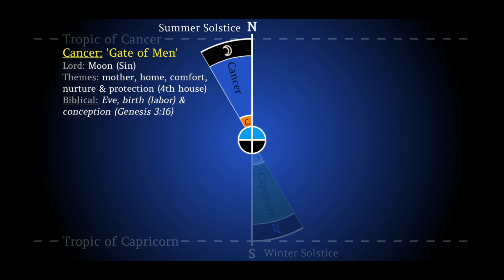And this is going to get way deeper here in a second. We're going to go really deep here. So, Cancer is known as the gate of men. In astrology, it's associated with the mother, as well as its lord, the moon. And the moon's ancient Akkadian name is Sin. And it just so happens to be a coincidence that Eve, the first woman, the first mother, her curse was birth.